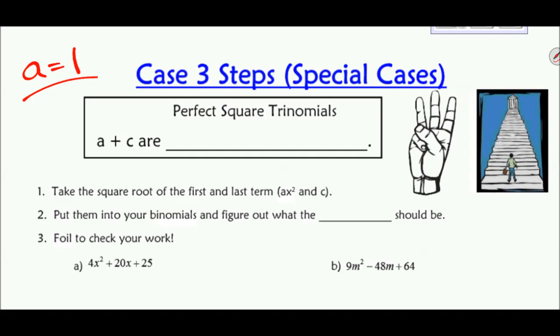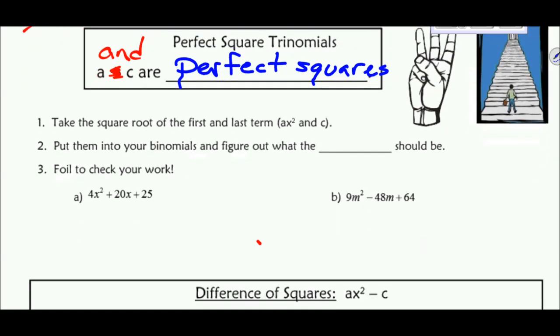Same kind of thing here. If a and c, get rid of that plus sign. It's not saying a plus c, it should say a and c. If those are perfect squares, there's sometimes when you're allowed to use a trick to make this a lot faster. You don't have to go through the whole factoring by grouping that we just learned. There's a quicker way to do this.